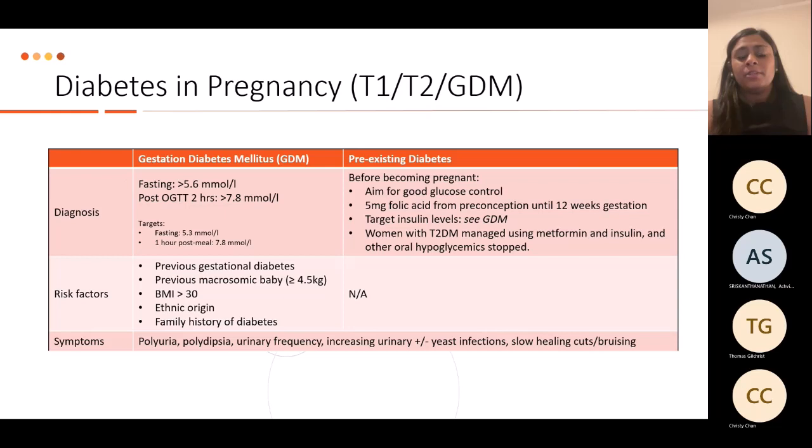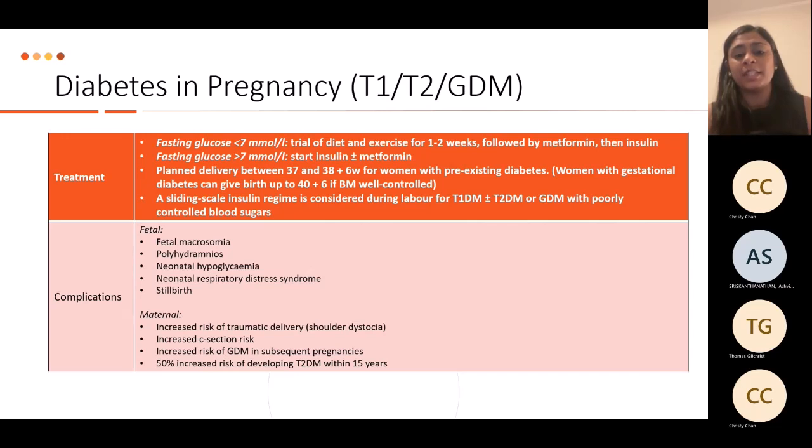Risk factors that I've mentioned on there are actually the risk factors that are listed by NICE that would qualify you to have an OGTT at 28 weeks. The symptoms are very similar to those who develop diabetes outside of pregnancy as well. And generally speaking, as we spoke about with regards to the treatment, if the fasting glucose is less than 7, then we can just trial diet and exercise for 1 to 2 weeks. After that, if it's still not under control, consider metformin and insulin. But if the fasting glucose is more than 7, then you'd want to start insulin plus or minus metformin.